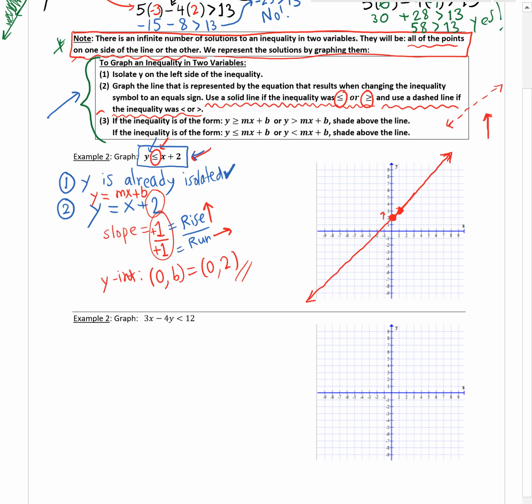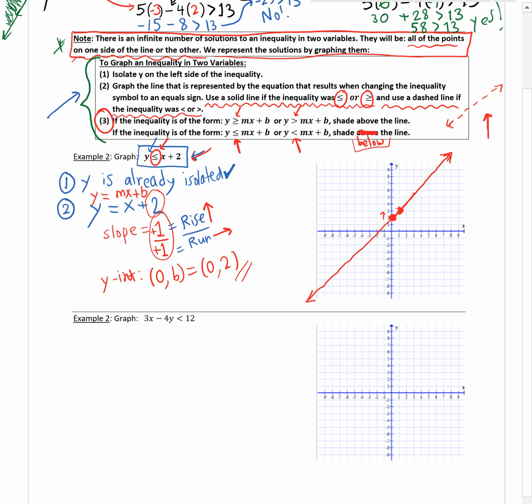So let's see, step 3 up here, it says, if the inequality was of the form y greater than or equal to, or y greater than, then you want to shade above the line. However, if the inequality looked like y less than or equal to, or y less than, shade above the line. Oh wait, what? Notice it says above twice. Sorry about that. The second one should be below. Sorry about that, guys.